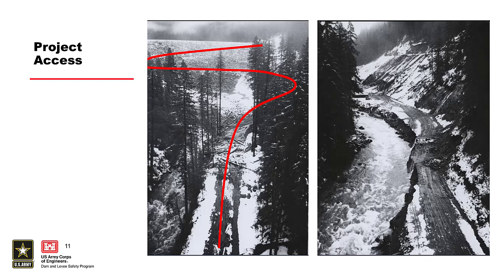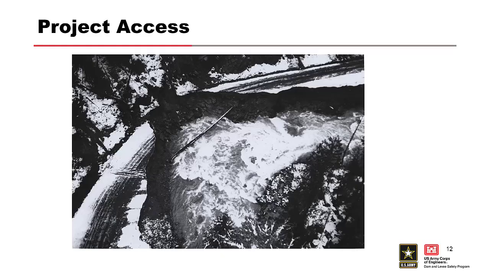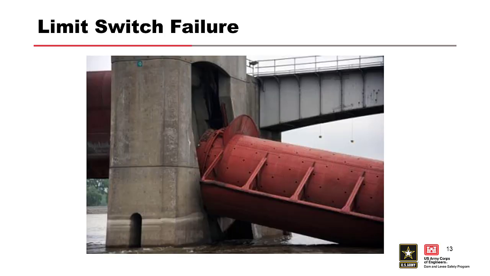So discussing project access. The photo on the left shows that the only access road to the dam runs along the river that is downstream of the dam, the downstream channel. So here is the road, the access road, and here is the dam up here, and here is the downstream channel. The photo on the right shows releases that are starting to erode that access road. So after sustained releases, the roadway has completely washed out, leaving no vehicle access to the site. This could cause a major problem if this access road is needed to operate critical equipment.